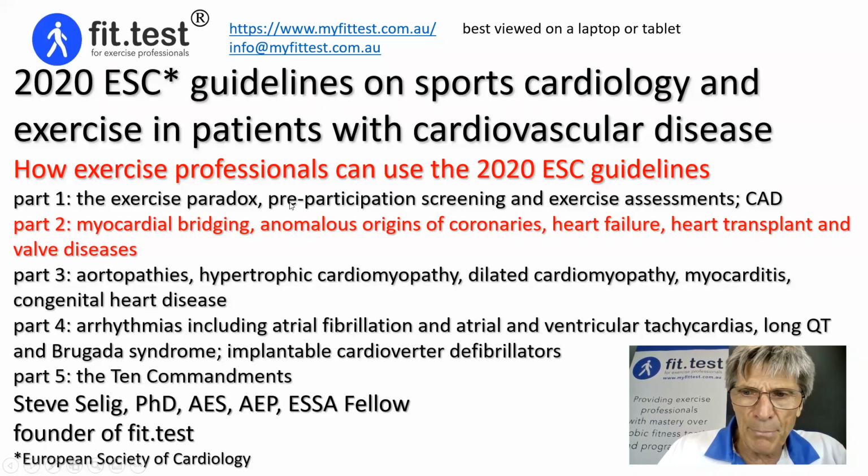This is part two of my series on the recently published European Society of Cardiology guidelines on sports cardiology, and particularly on exercise in patients with cardiovascular disease and cardiometabolic disease. In part two, I'm going to talk about some of the less common conditions: myocardial bridging, anomalous origins of coronaries, very common heart failure, of course, heart transplant, and very common valve diseases. I'm going to focus just on aortic valve and mitral valve on the left side of the heart, but there's also information on the right-sided cardiac valves, tricuspid and pulmonary, in the guidelines that you can easily access.